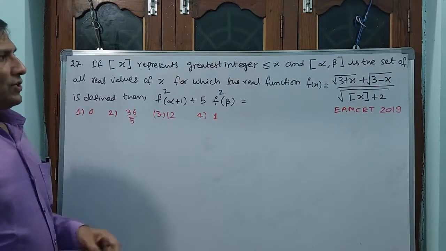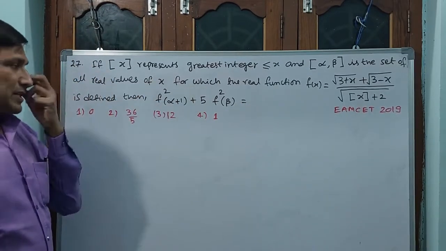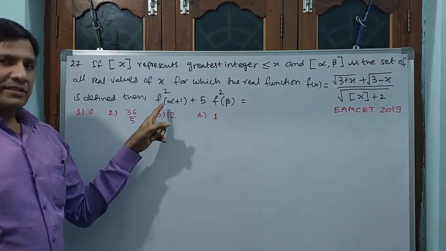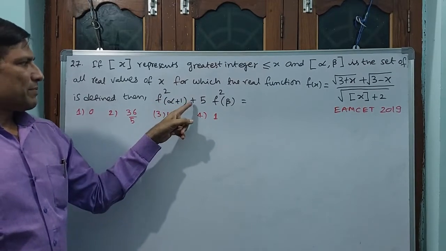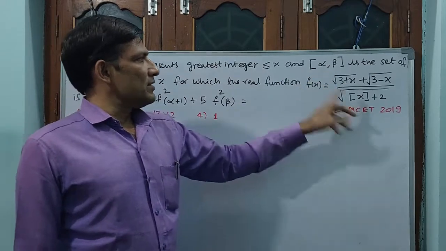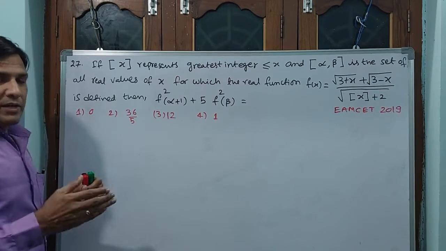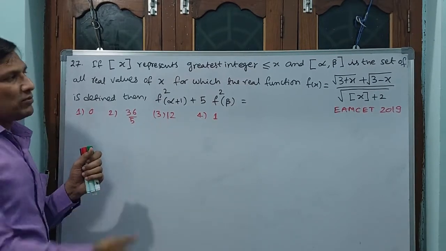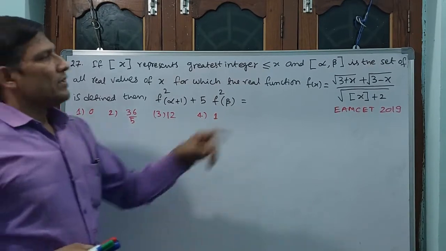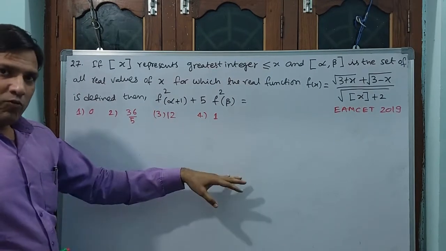See, this is the function, and they are asking us where it is defined. Now they are asking f squared of alpha plus 1 plus 5 times f squared of beta. What are alpha and beta? Alpha and beta are these limits. For the function to be defined, what are the limits? Some domain you have to give. Automatically this is a domain question. Alpha and beta are the domain, from alpha to beta you can give.